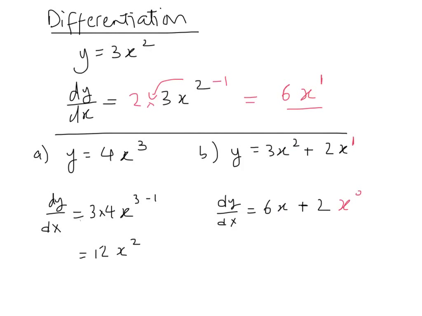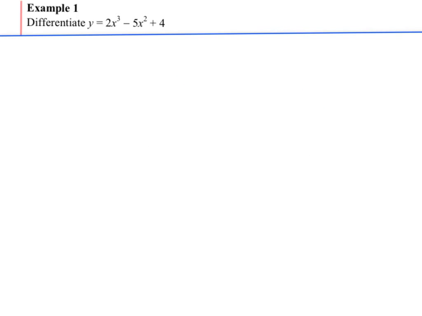Okay, let's look at another example. Okay, so let's look at this example here. This time we've got 3 terms. You might want to pause this video and have a go at this. Right, so this is what we've got. We're going to differentiate this. We've got dy over dx, and then I'm going to write all my working out to pick up the method mark.